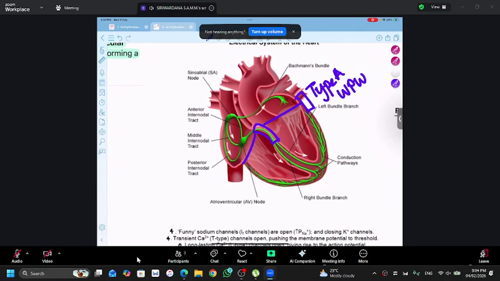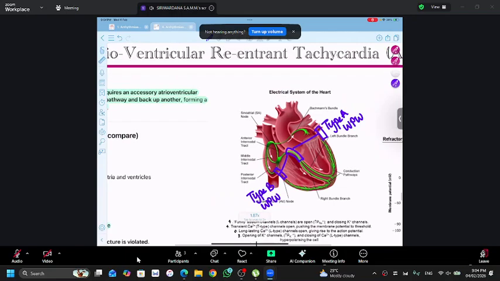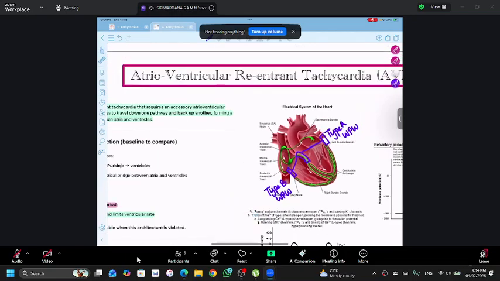You can also have an abnormal connection between the right atrium and the right ventricle, and this is called type B Wolff-Parkinson-White syndrome. So basically that's a congenital condition where there is an abnormal muscular connection between the atria and the ventricles. This can lead to a type of arrhythmia called atrioventricular reentrant tachycardia.